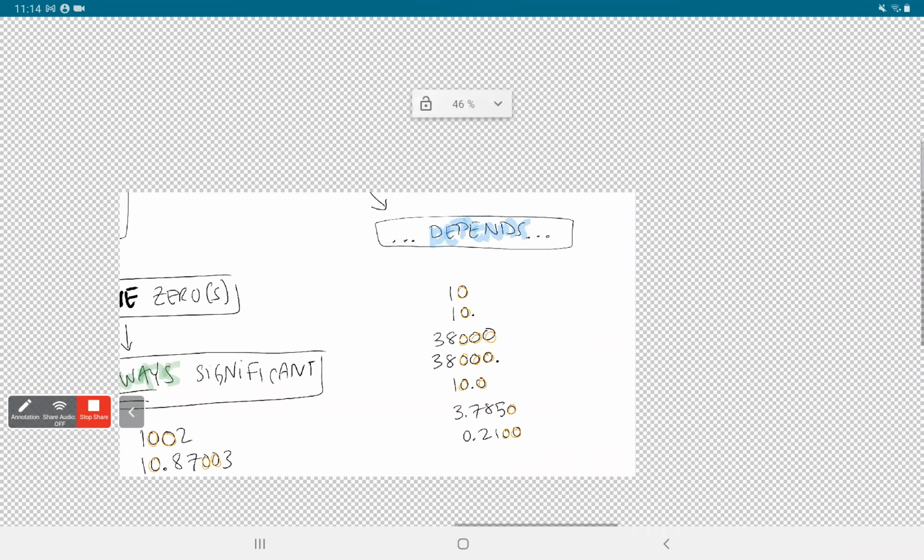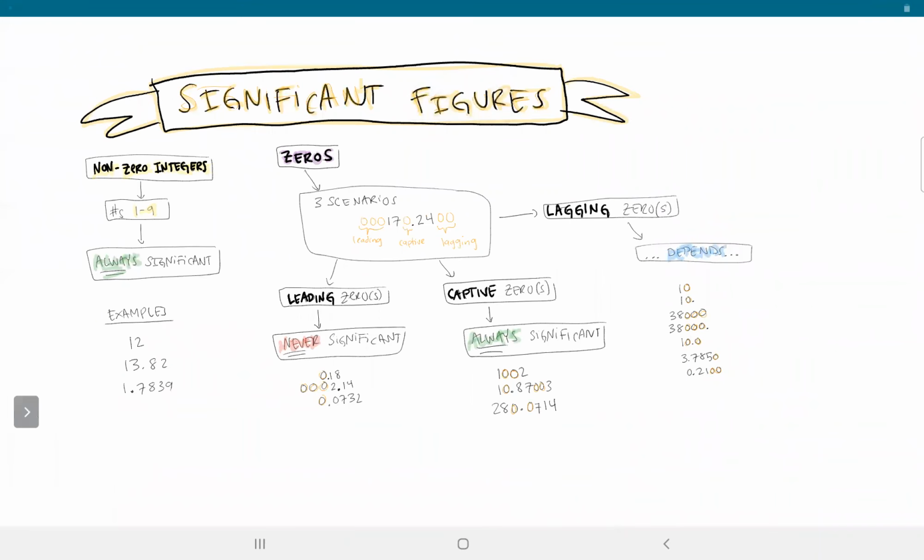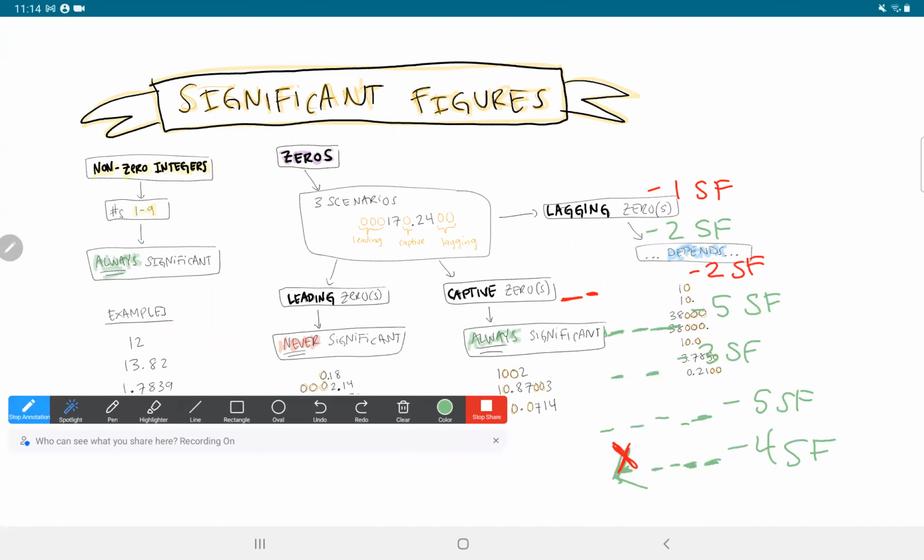Okay, so to recap, when we're talking about significant figures, we break it down into 2 things: non-zero integers and zero. All non-zero integers, that's numbers 1 through 9, are always going to be counted as significant. It's only when we're talking about zeros that things get a little iffy. And there are 3 scenarios for zeros, right? The leading zeros are never significant. Captive zeros are always significant. And lagging zeros, it totally depends. And again, that's going to depend on whether you are in front of or after a decimal place and what else is around.